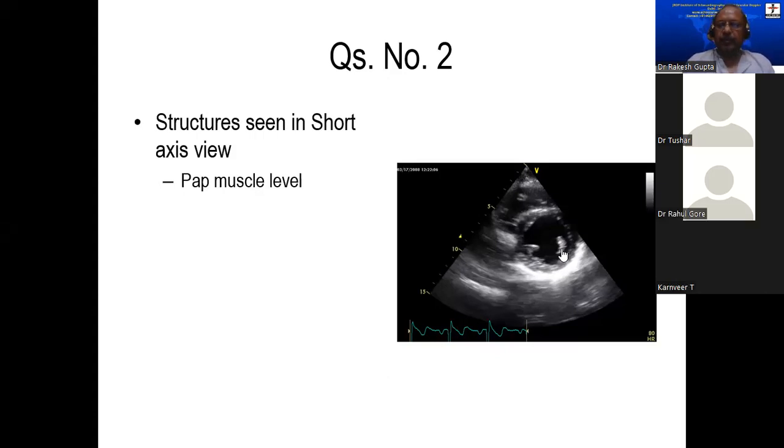Hello. Are you able to hear, Dr. Tushar? Sir, no idea. This is anterolateral. This is posteromedial. Okay. Anatomically, yes. Yes, sir. What is this segment? Anterolateral segment. Not anterolateral. Anterior septum. Anterior septum, sorry. Yes. Hello. What is this septum? What is this segment?